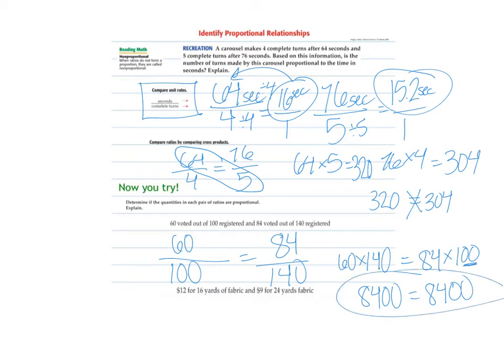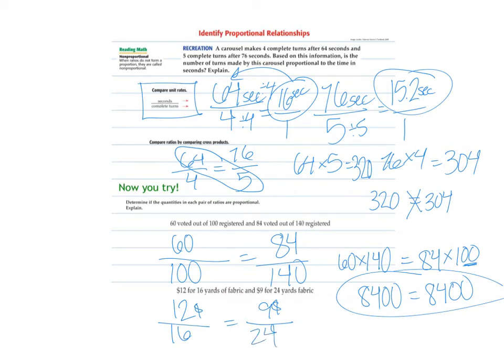And yes, they are proportional, okay? All right, so the next one, $12 for 16 yards of fabric and $9 for 24 yards of fabric. So I'm gonna put my dollars on top and my yards on bottom, and we're gonna set up that equal to $9. I know that I wrote that wrong, so don't yell at me tomorrow.